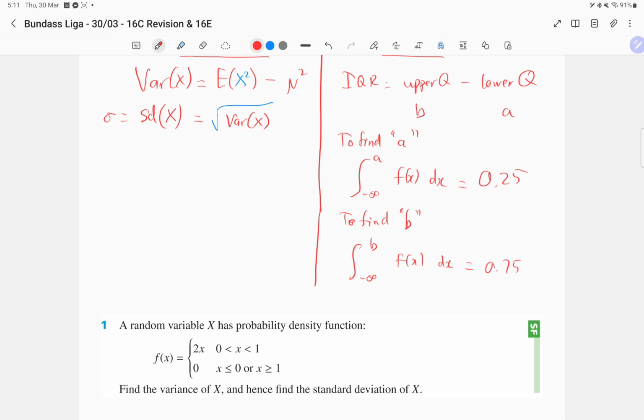So get some paper out. You can grab these sheets if you want, and just try out this question. Calculate the standard deviation of x. And this question will be non-calculator.